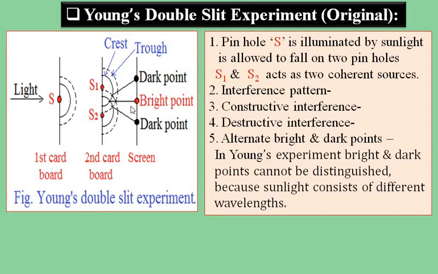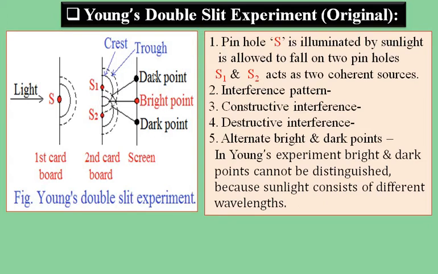The destructive interference we have seen in the last lecture. Again, see what is meant by destructive interference. The crest of one wave coincides with the trough of the other wave, or the trough of one wave coincides with the crest of the other wave, and the point observed on the screen is dark, because here we get the minimum intensity, and the minimum intensity gives the dark point on the screen.